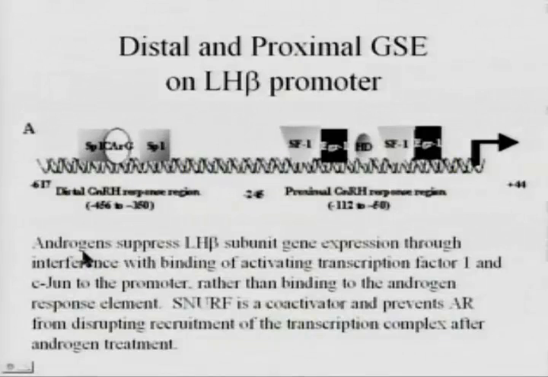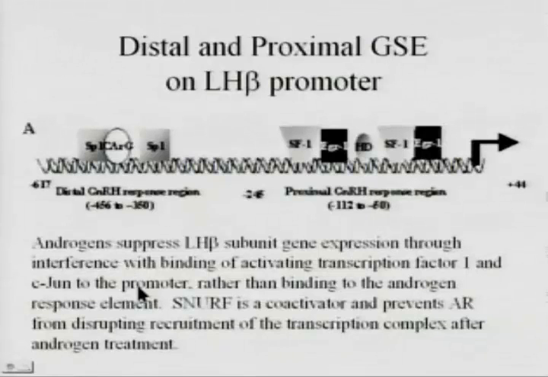So another thing to note about this complex is the androgens suppress the LH beta subunit gene expression through interference with binding of activating transcription factor 1, oh, excuse me, these aren't shown on here at the moment. The ATF1 and C-Jun to the promoter. So there's additional binding sites, of course, than what are shown here. And the ATF1 and the C-Jun are important for maintaining expression when negative feedback is not occurring at a significant level.